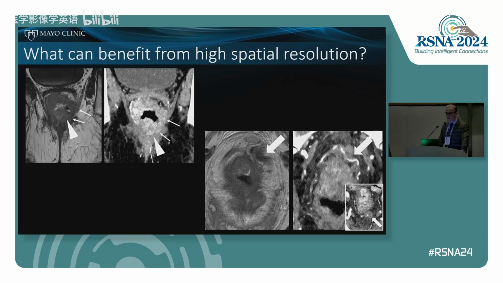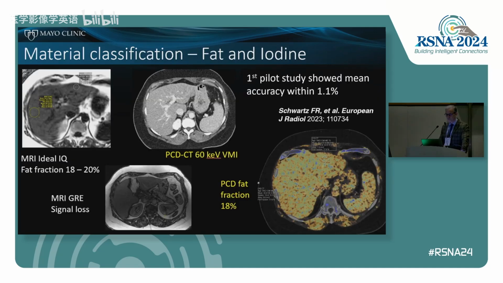We want to push the boundaries of spatial resolution, particularly for lower contrast tests. So here you can see a T4B rectal cancer invading the sphincters and the levator. Here's a patient with EMVI at MR. On PCD, we could see tumor surrounding that superior hemorrhoidal artery. And then last year, we had the first pilot study using some vendor software that showed that we could accurately measure fat fraction in a small number of patients.